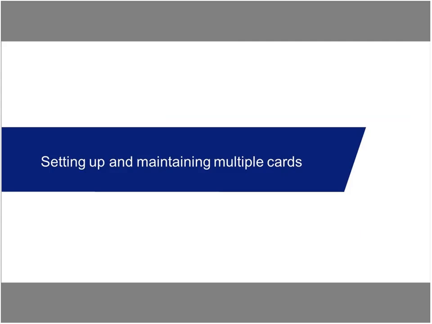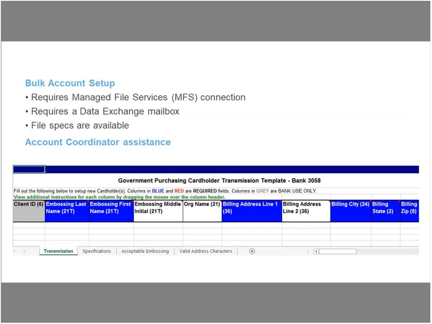Okay, so let's talk about multiple card maintenance and setup. We do have a bulk setup option. There is a form in Excel that looks kind of like this that you can get from your account coordinator, and then you could paste in all your cardholder data here and then upload it through the data exchange. And then we would be able to do a bulk setup of those accounts behind the scenes. So that would be for a large number of cards being set up, 50, 75, 100 cards, something like that.